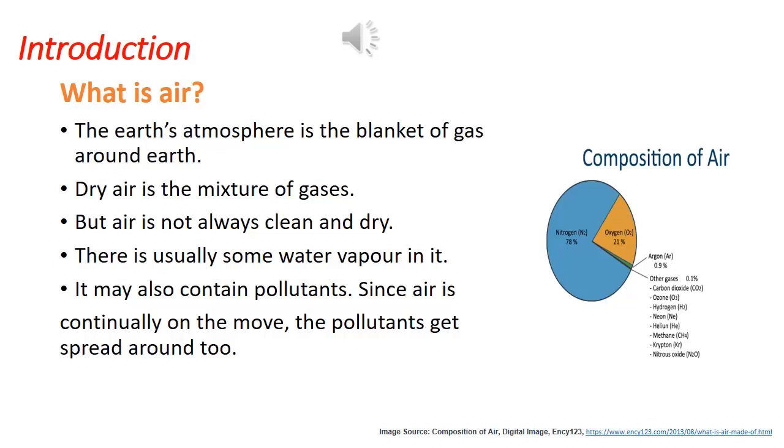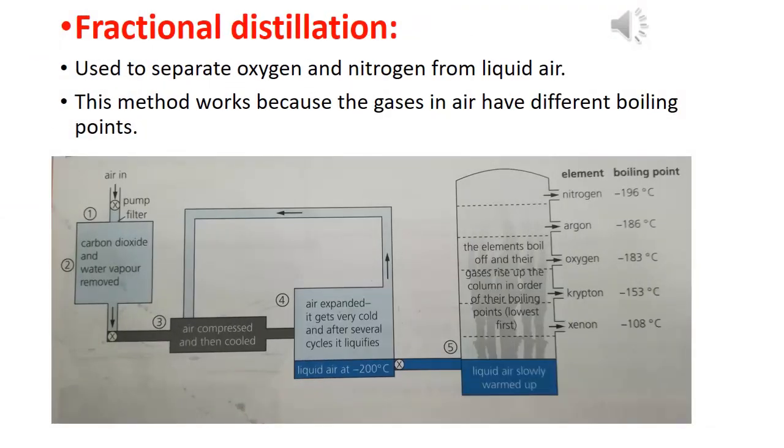So air is made up of a mixture of gases, as I told. What are all the gases mixed here? Nitrogen is the most abundant gas in the atmosphere, and oxygen is the second most. So 78% nitrogen and 21% oxygen is present in the atmosphere. So air is a mixture of gases.